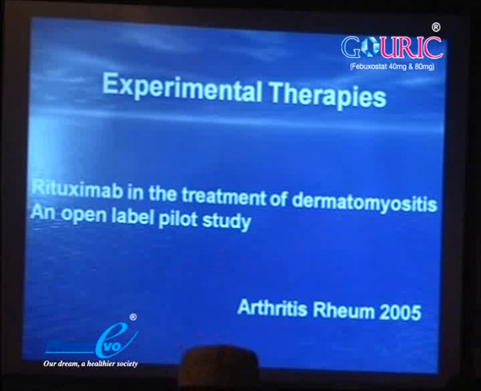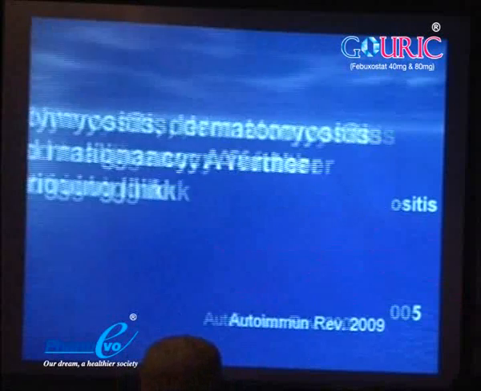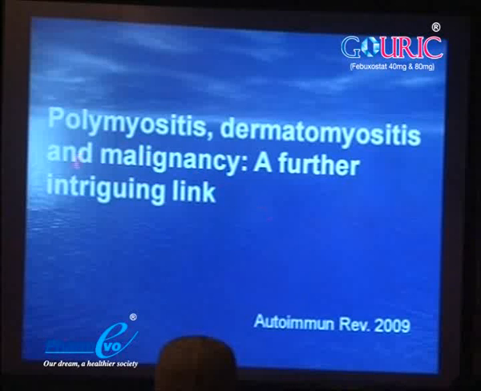And rituximab, because we just saw that the B cells are involved in dermatomyositis and juvenile dermatomyositis, so it holds promise, and there's a large trial on rituximab in dermatomyositis and polymyositis, and the results are awaited.